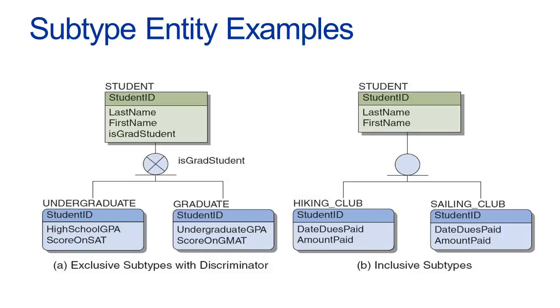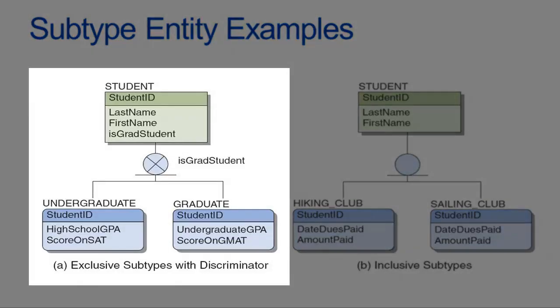In our first example, we see a supertype-subtype relationship where the supertype is named student, and we have two different subtypes, two different types of students. They are undergraduate students and graduate students. This is an example of an exclusive supertype-subtype relationship because a student is allowed to be an undergraduate student or a graduate student, but cannot be both at the same time.